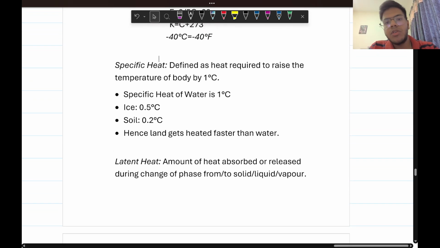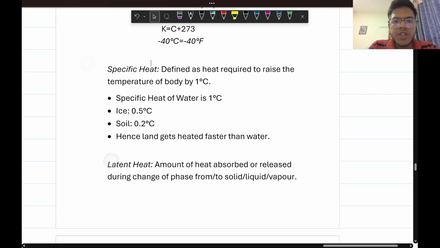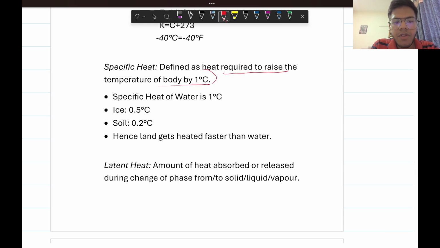Now guys, there is something known as specific heat. What is this specific heat? Specific heat is a particular amount of heat required to raise the temperature of a body by 1 degree Celsius. Basically, if I have to increase the temperature of any body by 1 degree, the amount of heat that will be used for it is called specific heat.